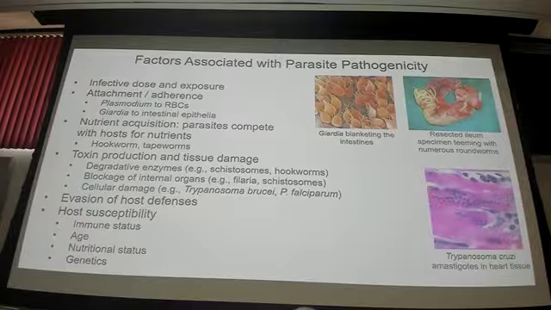All right, factors associated with parasite pathogenicity. One is the infected dose and exposure. Especially with the fecal oral route, are you ingesting a huge amount of this parasite versus a small amount? That will have an effect on the disease course. Exposure, if you can get away from the transmission source, that's great. A lot of people can't though because they don't have sanitary hygienic conditions. So their exposure is continued and that makes it almost impossible for them to really remove themselves from the parasite.